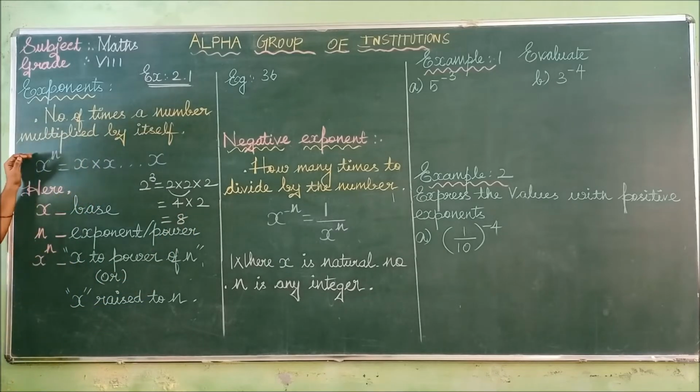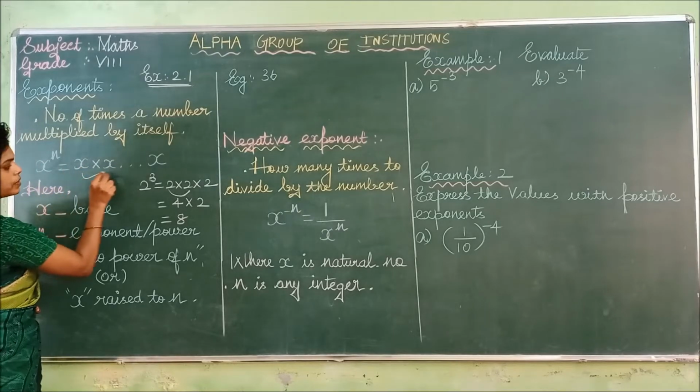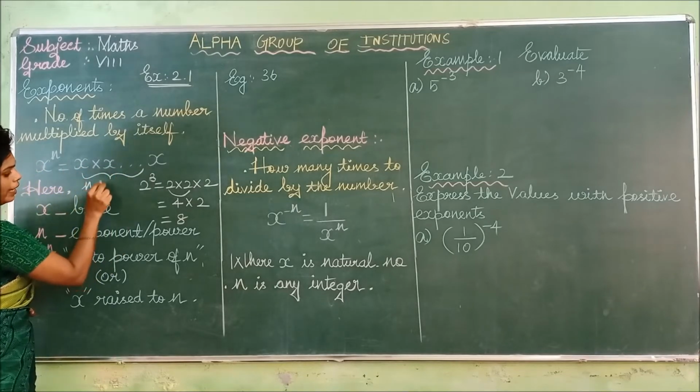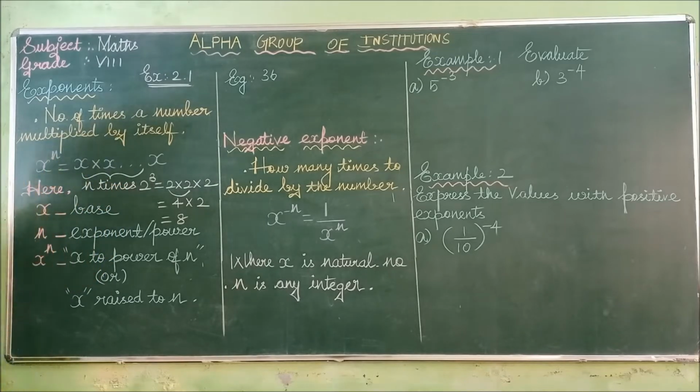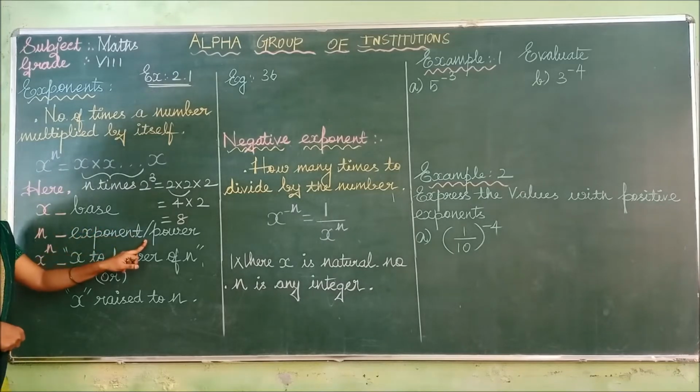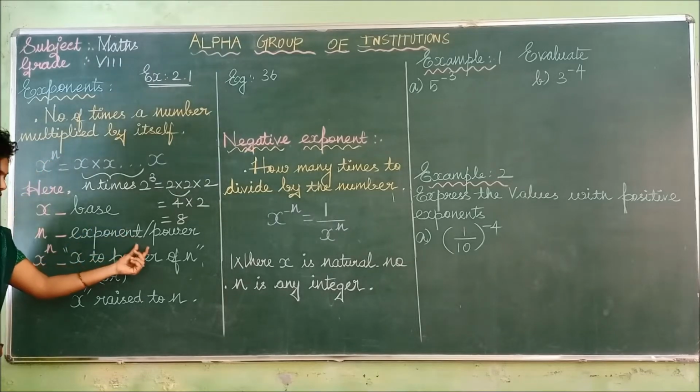So this is a general format. If it is x power n, how many times can this x be multiplied? This x is multiplied n times. That is the representation of x power n. So listen here: x is the base. What does x stand for? Base. And n stands for exponent or power. That n is called an exponent or power.